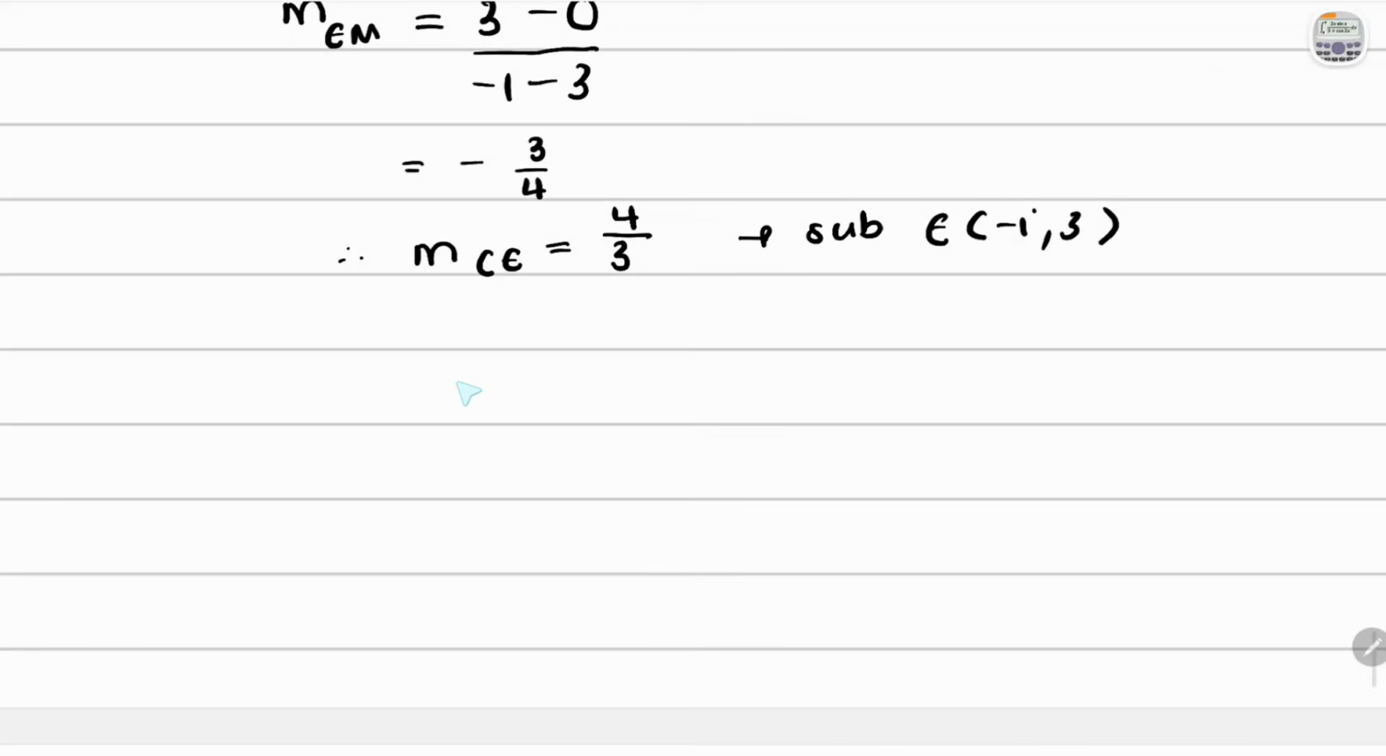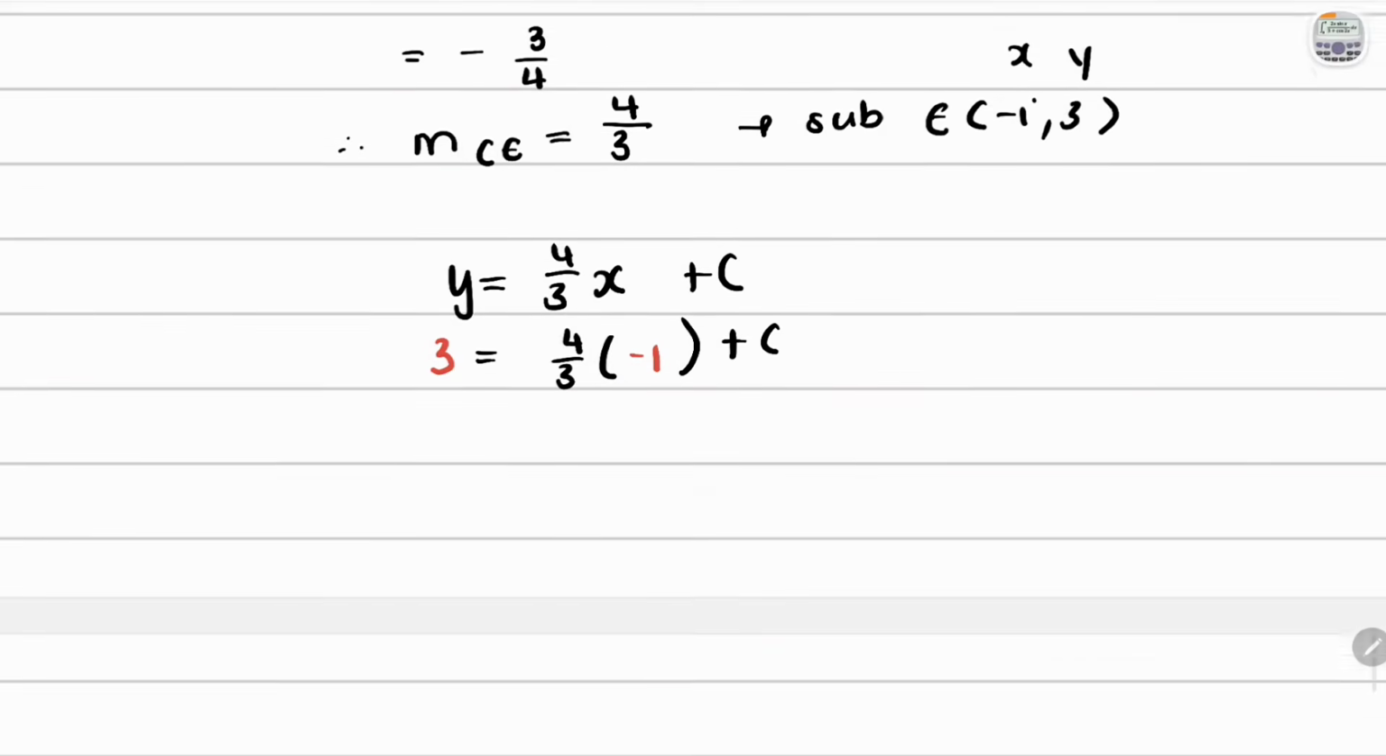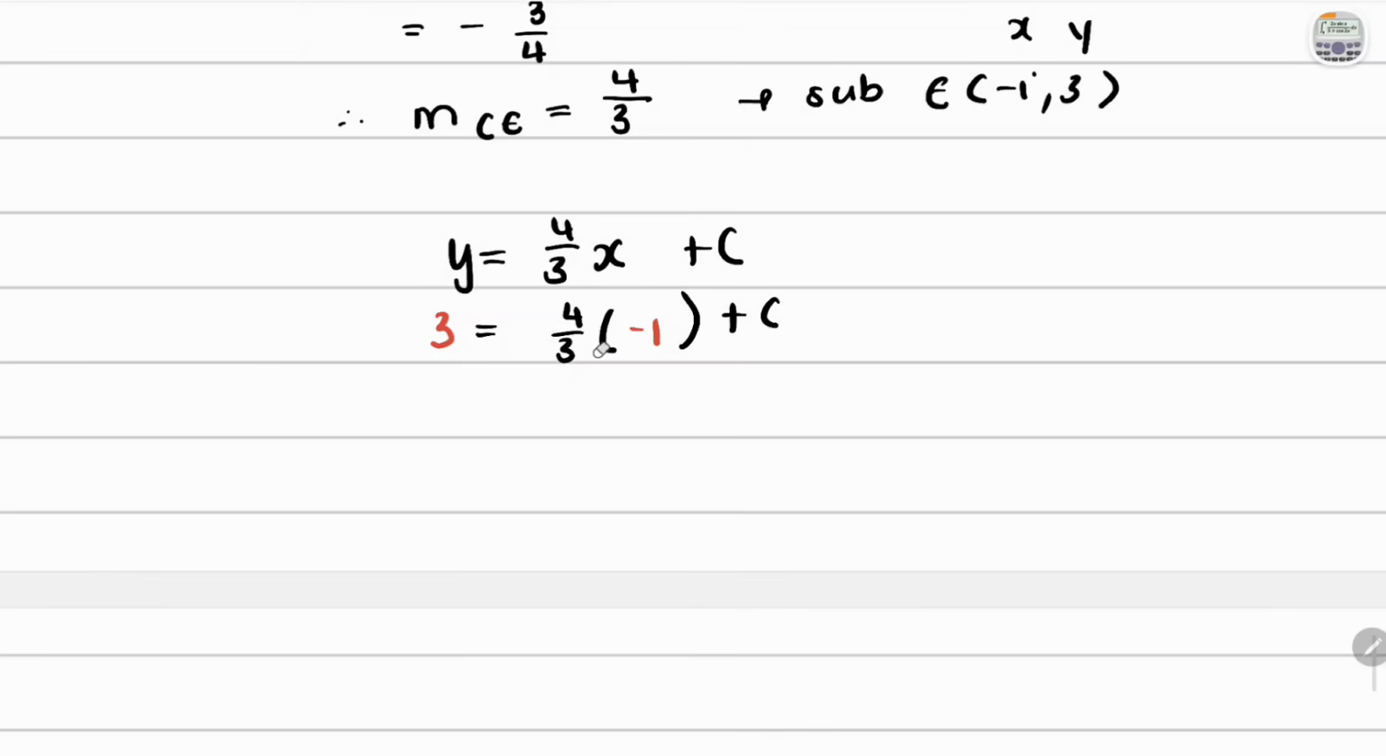Okay, let's just use y equals mx plus c here. So y equals, the gradient is 4 over 3x plus c, and then let's substitute that as our x and our y value. So that's going to be 3 is equal to 4 over 3, and in place of x, we're going to put in -1 plus c. So that's going to give you -4 over 3. Take that over, it's 3 plus 4 over 3 is equal to c.